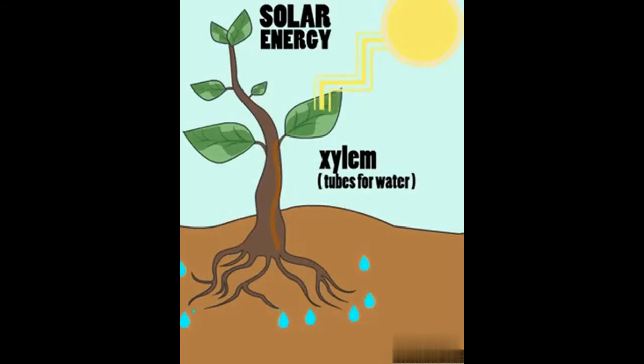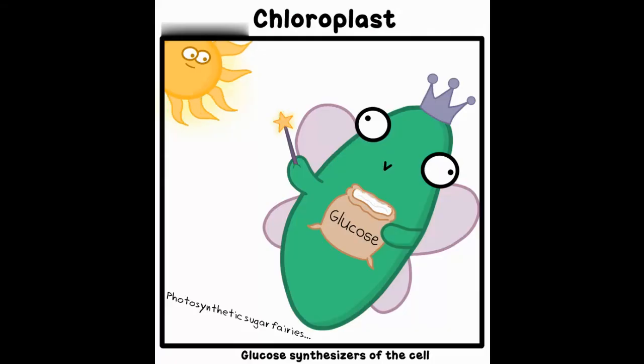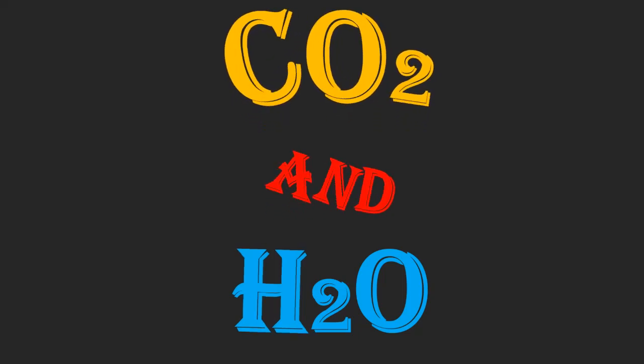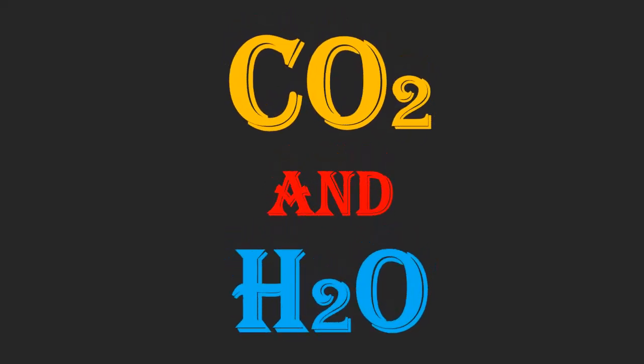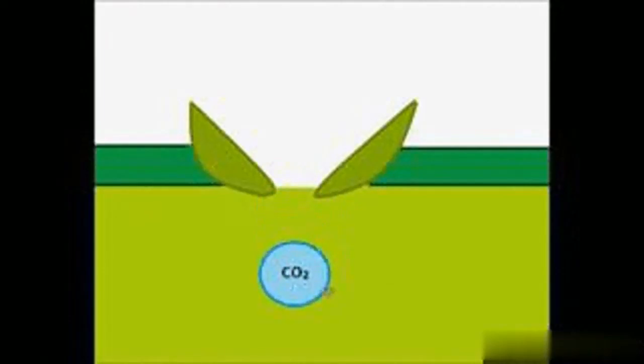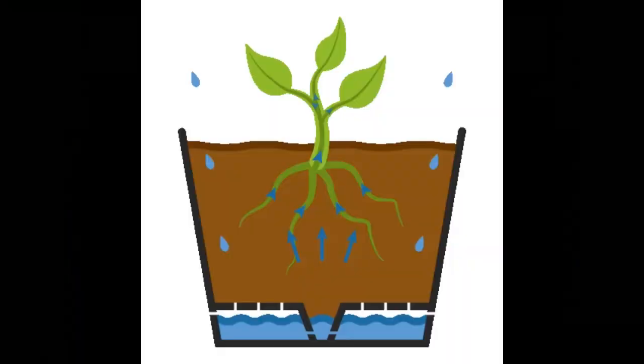Role of light. Light energy is absorbed by chlorophyll molecules within the chloroplast. This light energy is what powers the photosynthetic process, enabling plants to synthesize food. Carbon dioxide and water. Carbon dioxide is taken in from the atmosphere through tiny pores on the leaves called stomata. Water is absorbed by the roots from the soil and transported to the leaves.